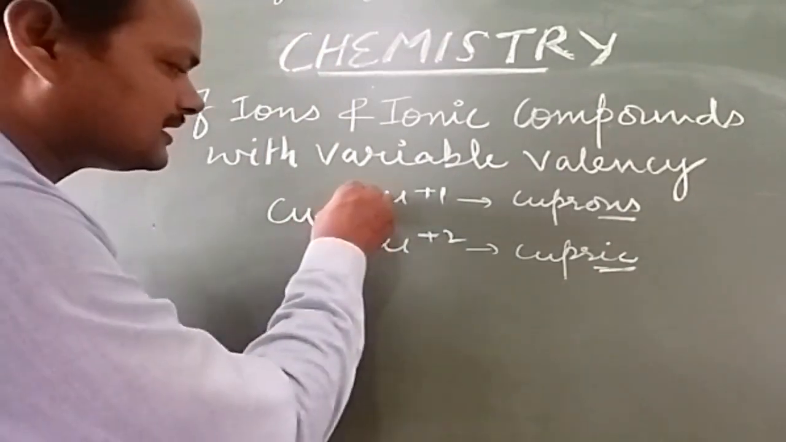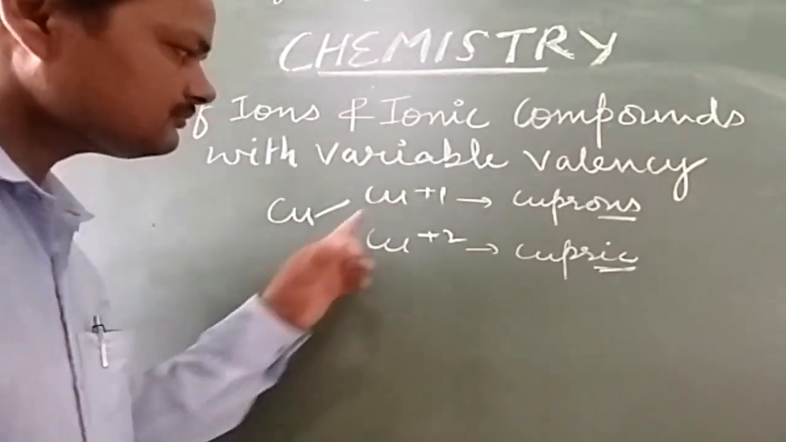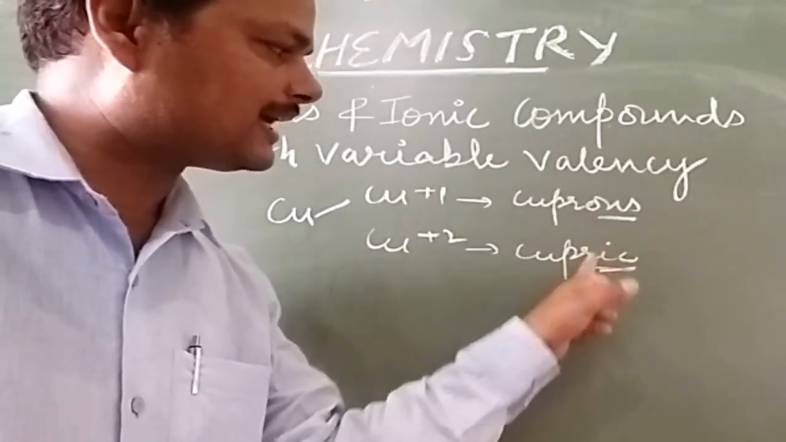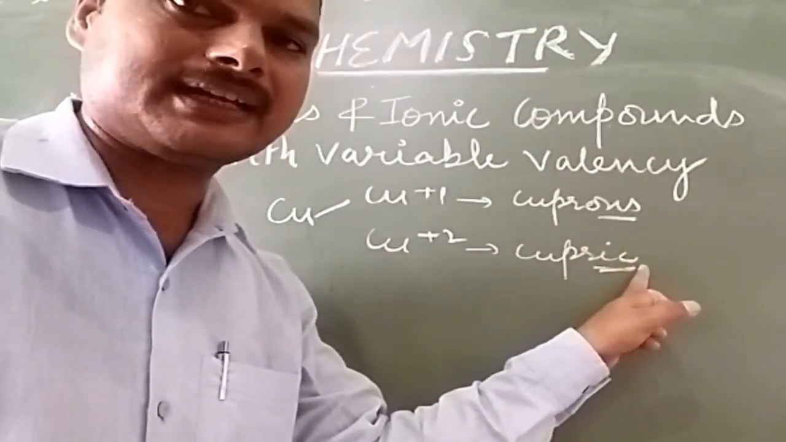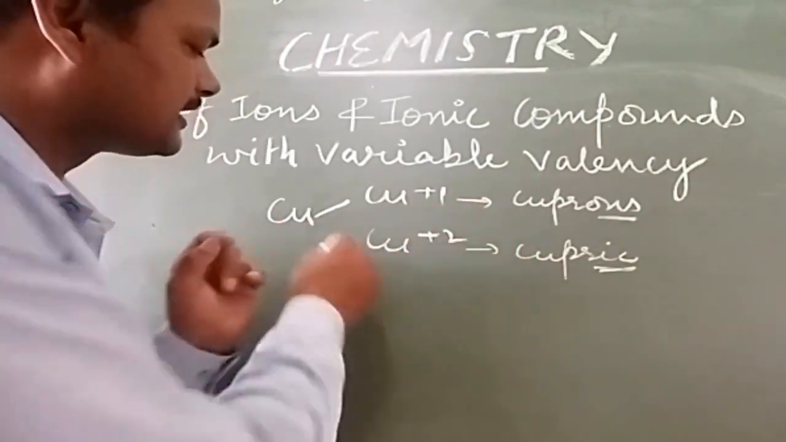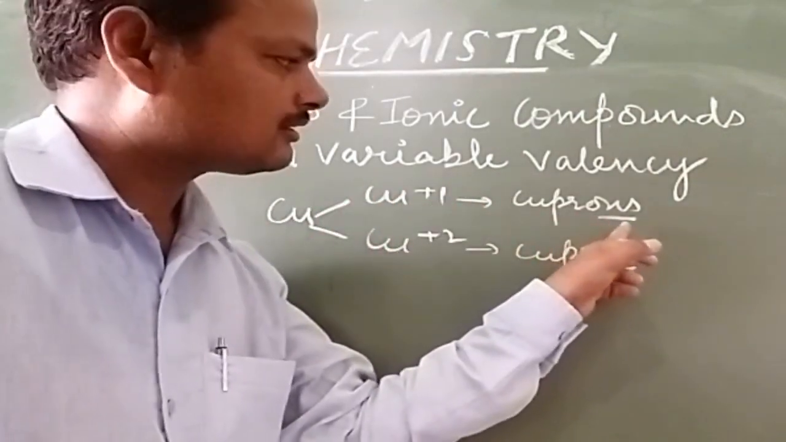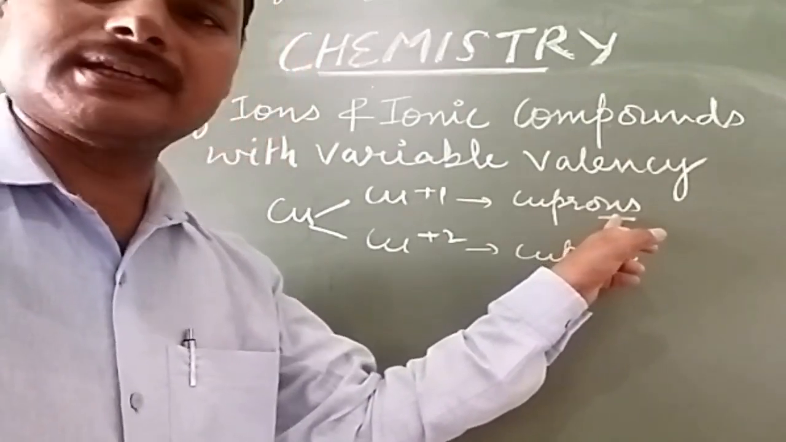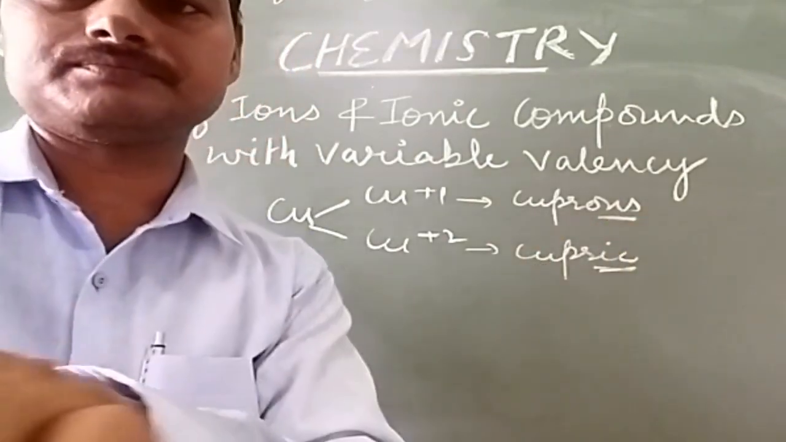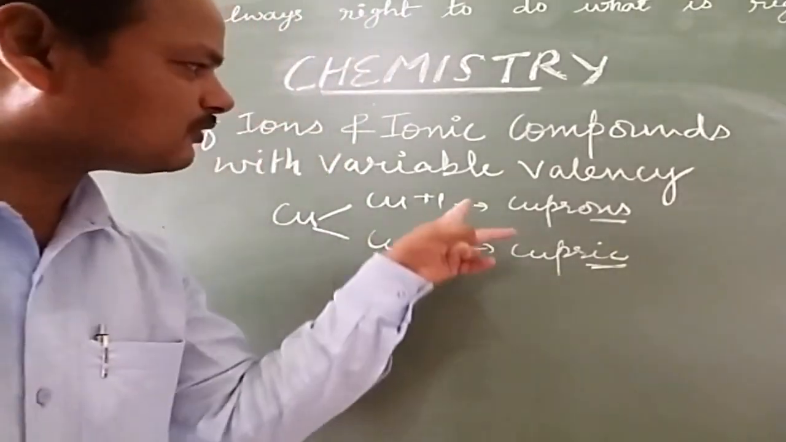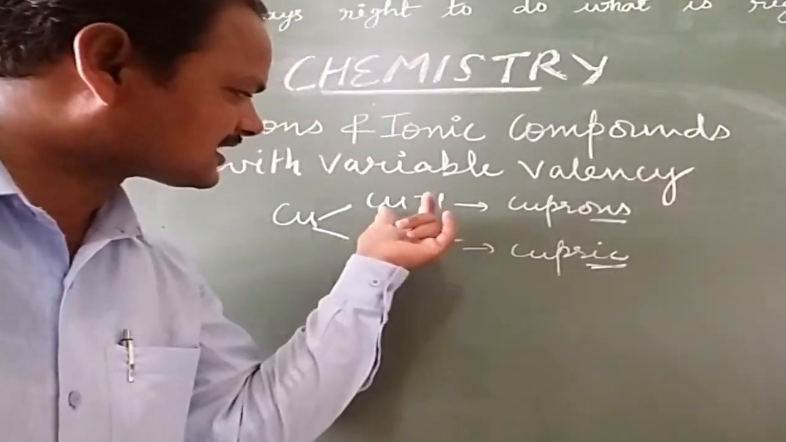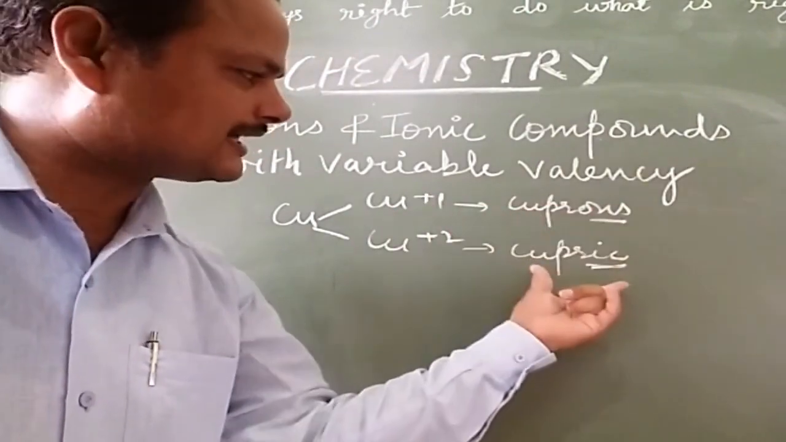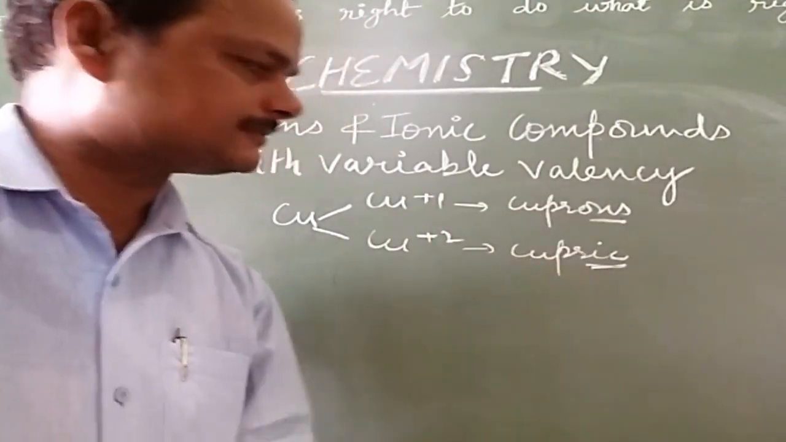Copper can have two valencies, therefore the higher valency will be written in the name by writing IC at the end, and the lower one, plus 1, will be written as cuprous. This is one way of writing the names of such ions which can show two valencies. Lower one is with OUS and higher one is with IC.